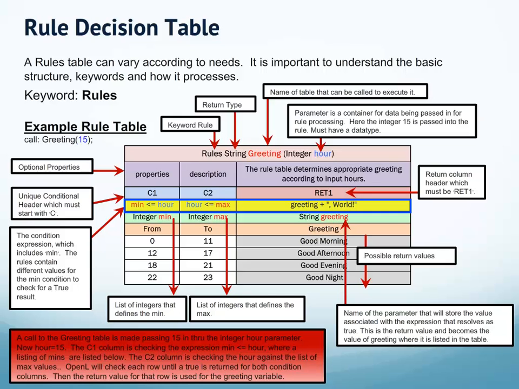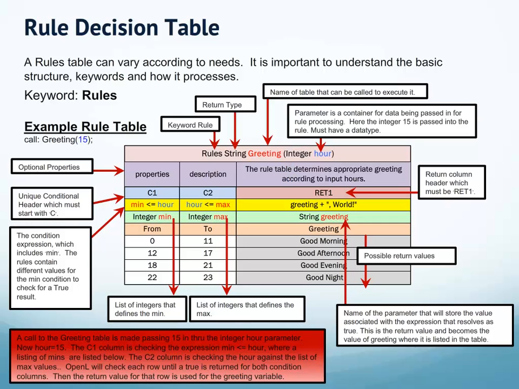You can see we have a listing of values, and actually underneath in the green row we're saying that min is of integer type and it's listed below. Now hour is actually a parameter that's coming into this table, so that's being passed into the table. So then what will happen is OpenL will go through each one of those min rows and use the value in there and the value that came in from hour, and then run the expression condition.